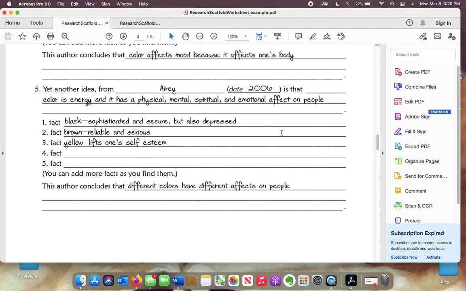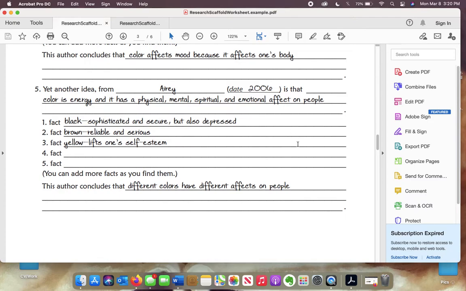So black is sophisticated and secure, but also depressed. It can depend on how you wear it. So you think about like a black power suit when people are going to work and that kind of thing, versus someone who wears dark colors when they don't feel very good about themselves. That could be the difference in how you see that particular color. Brown is reliable and serious, and yellow lifts one's self-esteem. So maybe like sunshine, I don't know.